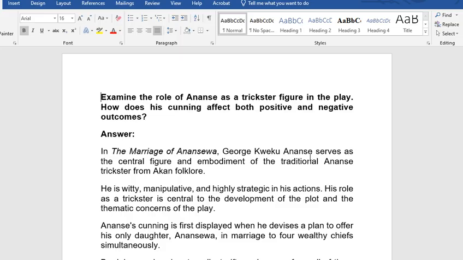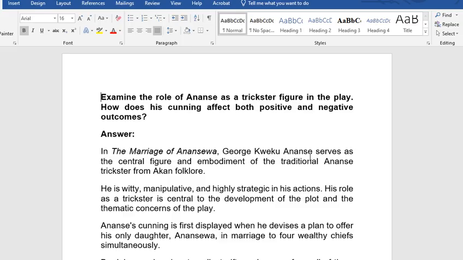Let's go through the question again. Examine the role of Ananse as a trickster figure in the play. That is one. How does his cunning affect both positive and negative outcomes? We are going to consider how the cunning character affects both positive and negative outcomes. Now the answer.